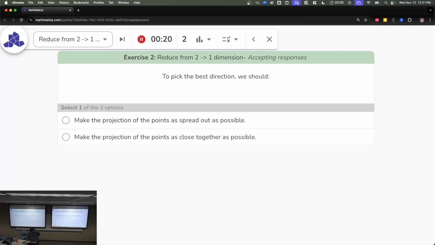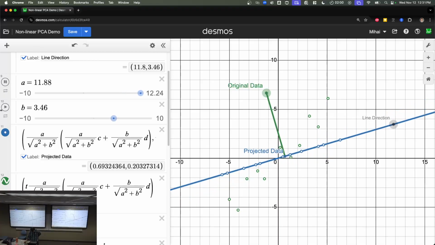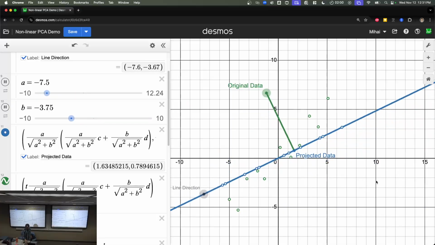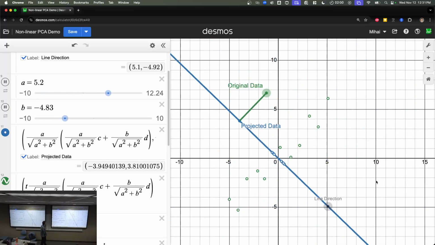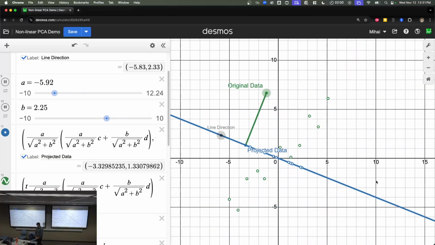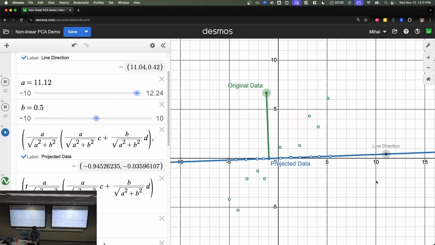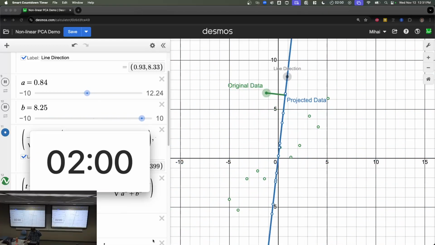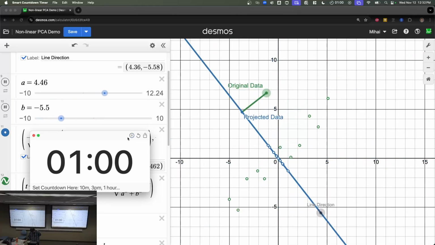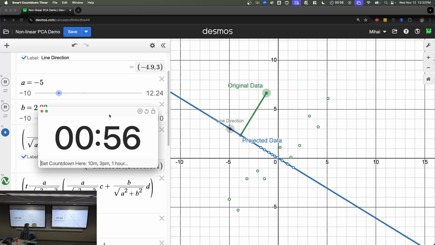Okay, and I have the picture again for you. And look, I can cycle through some of these values to make it move around all wonky. And you tell me, when does it look the best? When is the projection the most useful? When is it sort of doing what we want it to do? Okay, I'll let you think for a few minutes while that zooms around. What direction is the best? Okay, and it's multiple choice. Either we want them to be spread out or we want them to be close together.